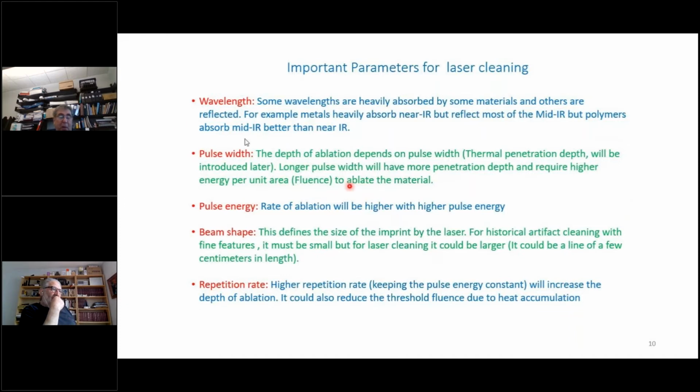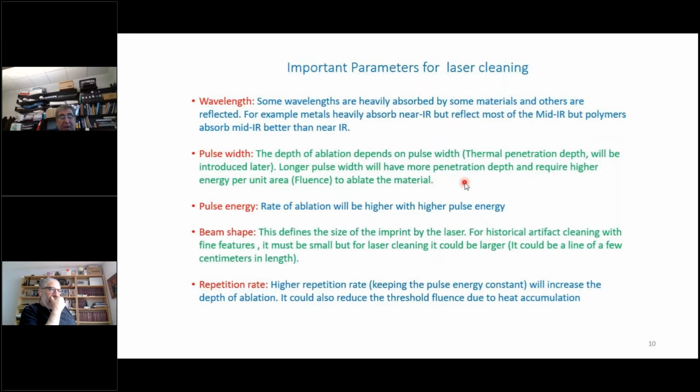You also have the pulse duration. I'll get into the physics of laser cleaning. Longer pulses have more penetration depths and they require more fluence to ablate the material. So you're going deeper into the material. If you're concerned about substrate damage, you shouldn't be using a larger pulse width. Pulse energy, obviously, the rate of ablation will be higher when you use a higher pulse energy.